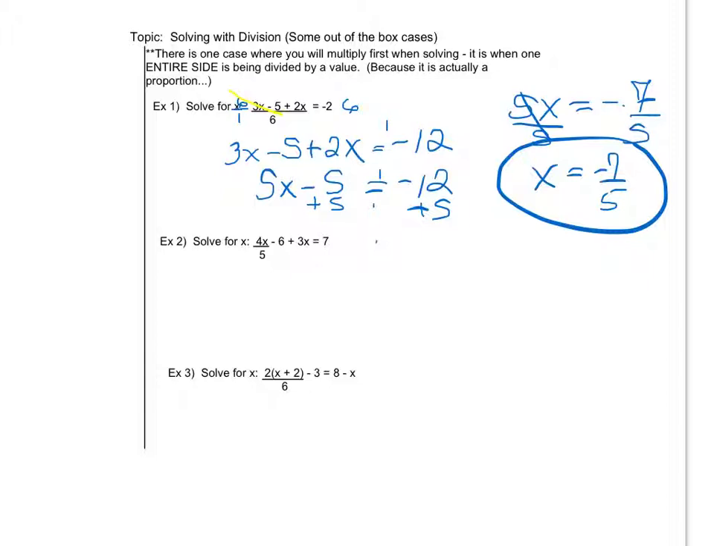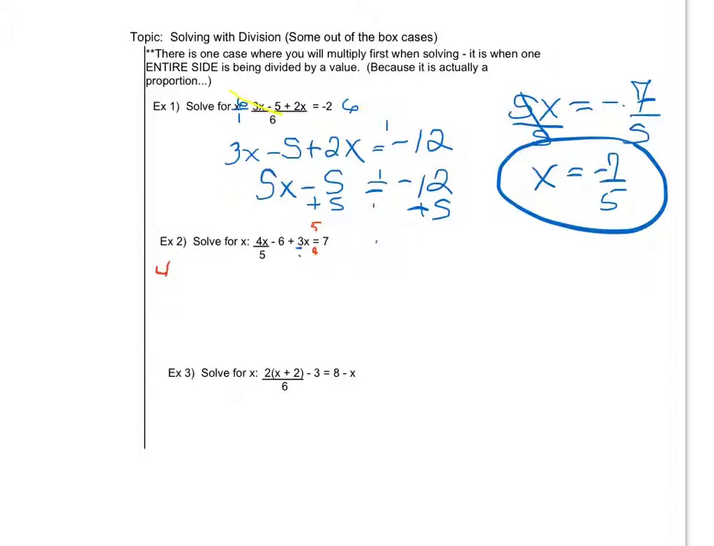I'm going to try to combine like terms. Well, look, I have 4 over 5x and 3x over here. In order to combine those, I know I'm going to need a common denominator. I know they're like terms because they both have x's. It doesn't matter that one's a fraction and the other one isn't. So I'm going to multiply here by 5 and here by 5.